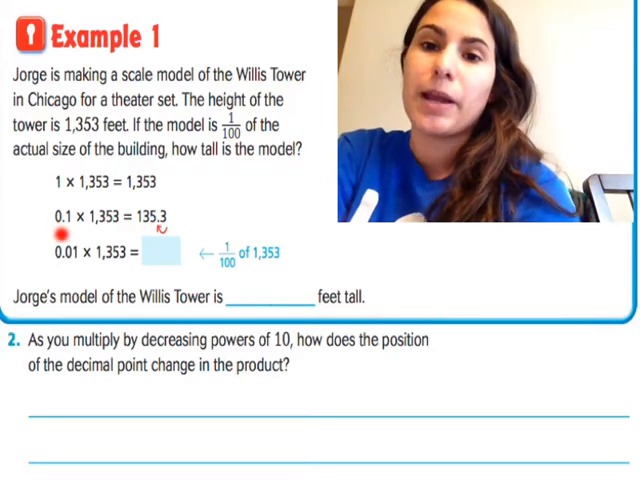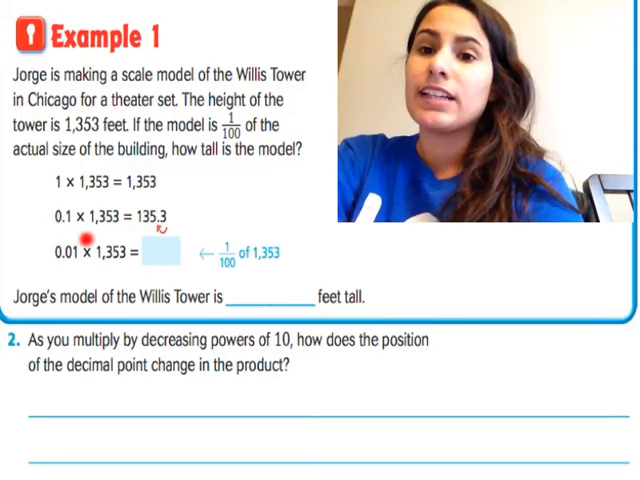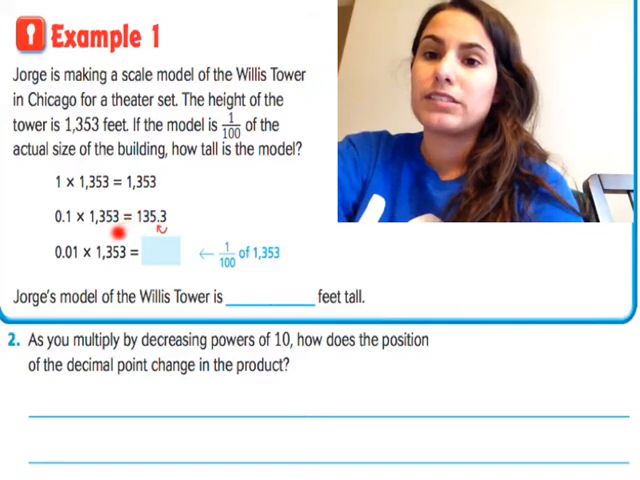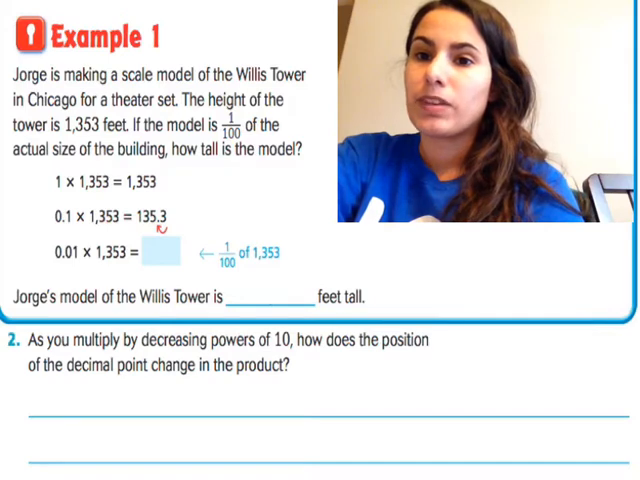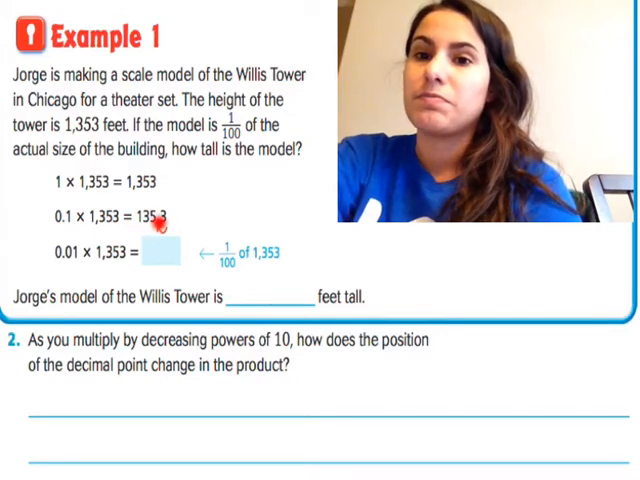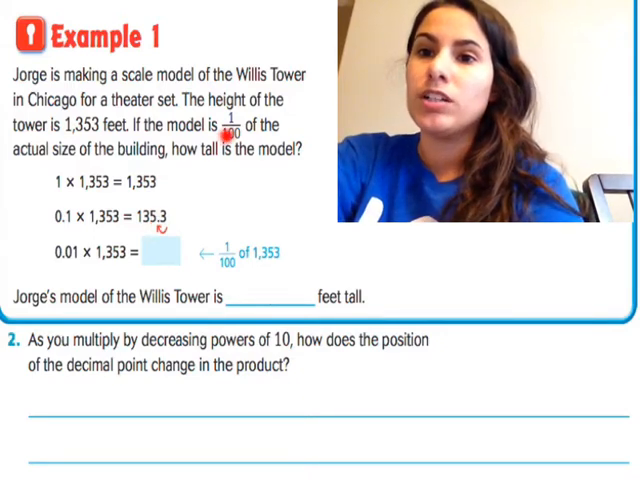So first I'm going to do times 1/10. 1/10 of the actual size means I'm going to move my decimal place 1 place to the left to find 1/10 of that answer. 1/10 of 1,353 is 135 and 3/10. Now to find 1/100th of the actual size, I'm going to move my decimal place over 2 times. 1, 2.